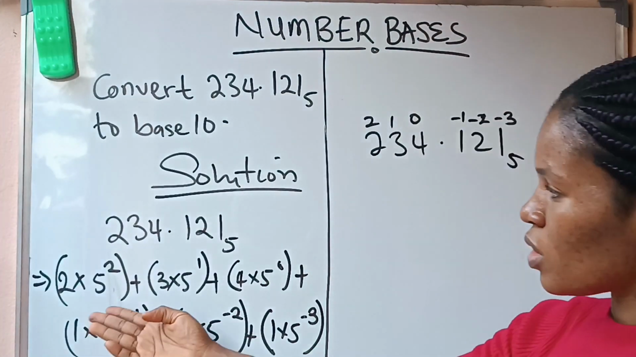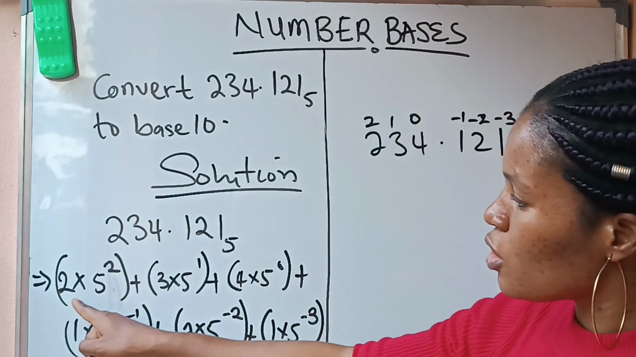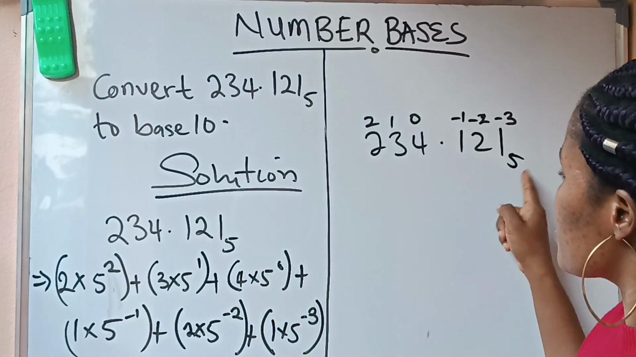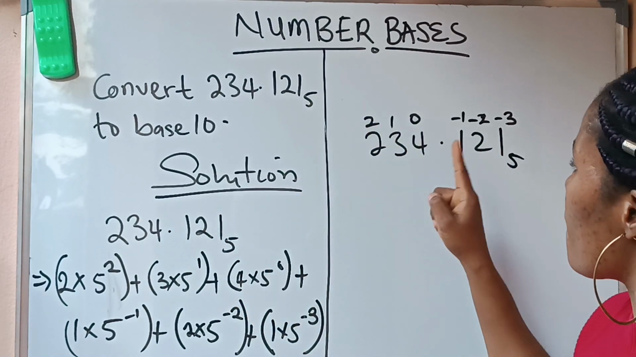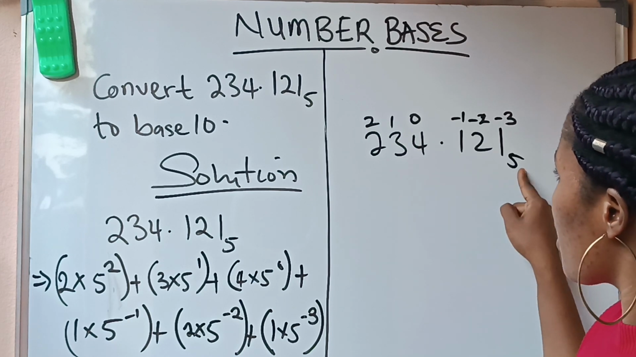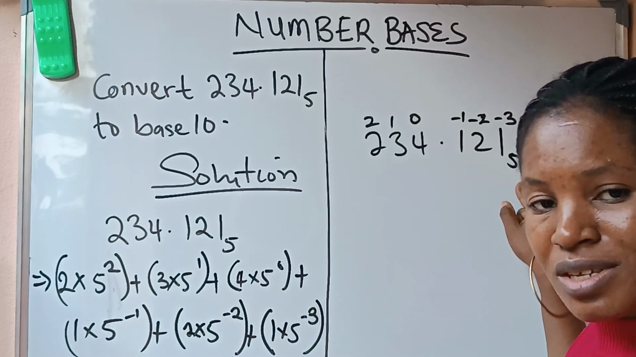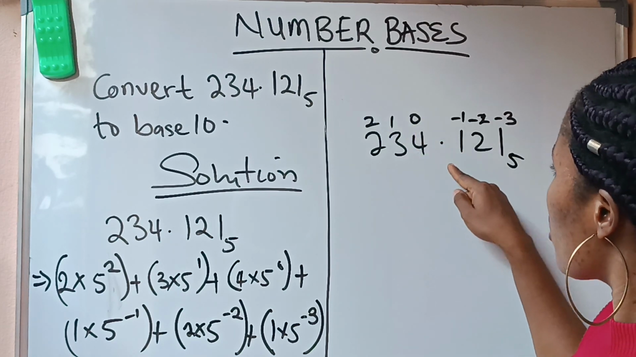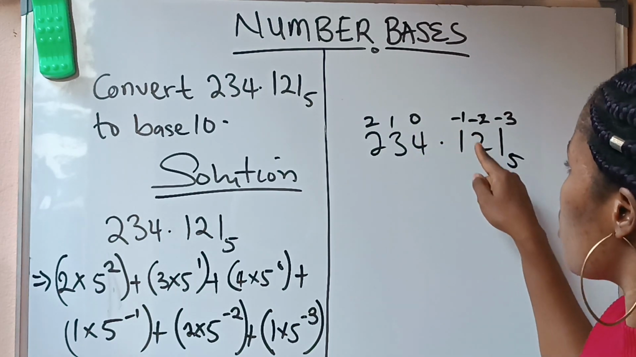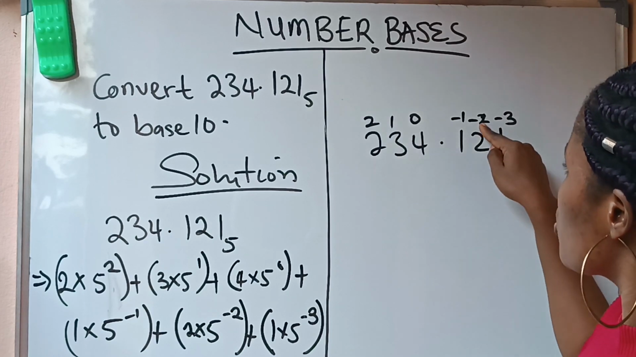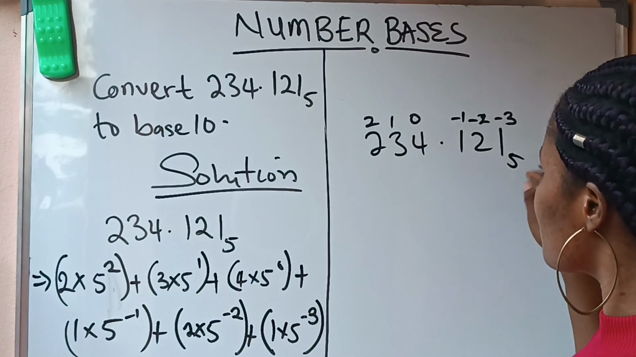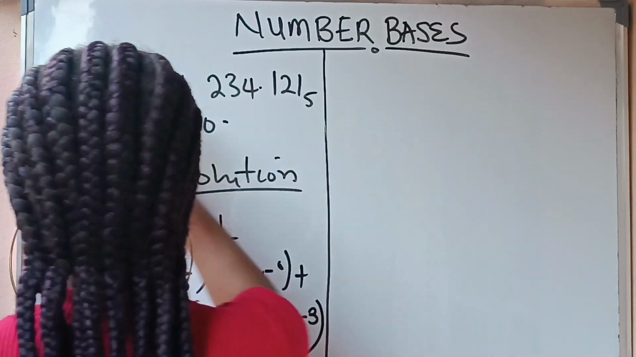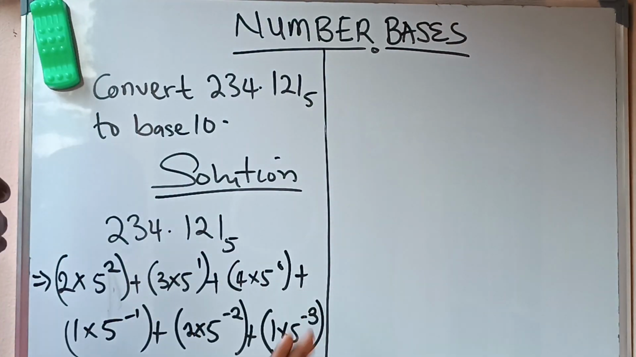Okay, now this is what we have. Remember what we did. 2 times 5 raised to the power of 2, plus 3 times 5 again raised to the power of 1. You are multiplying by 5 because it's in base 5. Plus 4 times 5 raised to the power of 0, plus 1 times 5 raised to the power of -1, 2 times 5 raised to the power of -2, and plus 1 times 5 raised to the power of -3. Now, we are going to open whatever we have in the bracket.